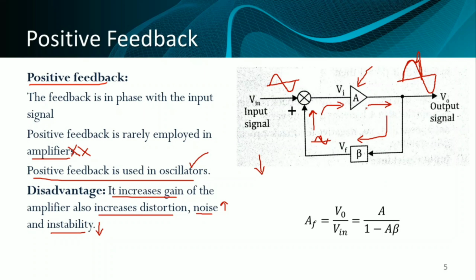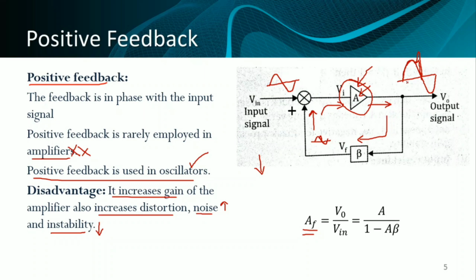Now coming to the gain. A is the gain of the amplifier. This is the open loop gain. So without feedback, what is the gain I am getting? That is capital A, the open loop gain. And AF is the closed loop gain. So with the feedback, what is the gain you are getting?